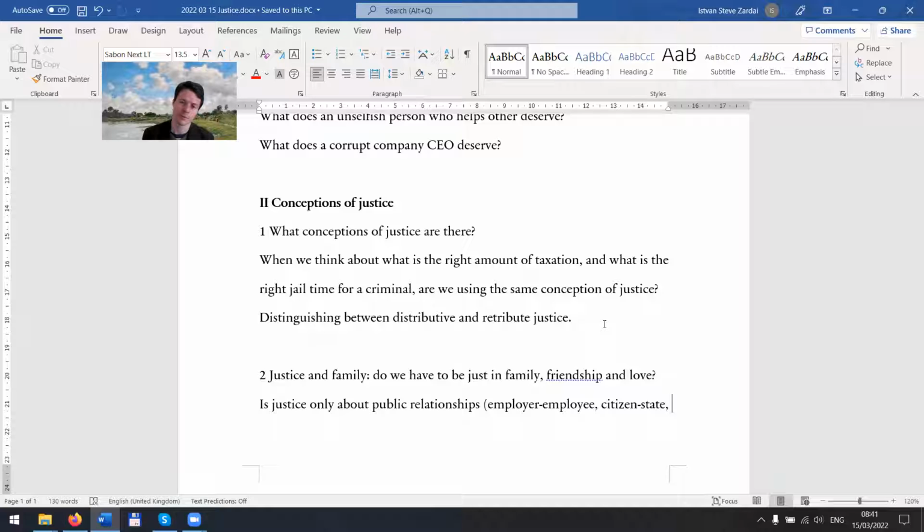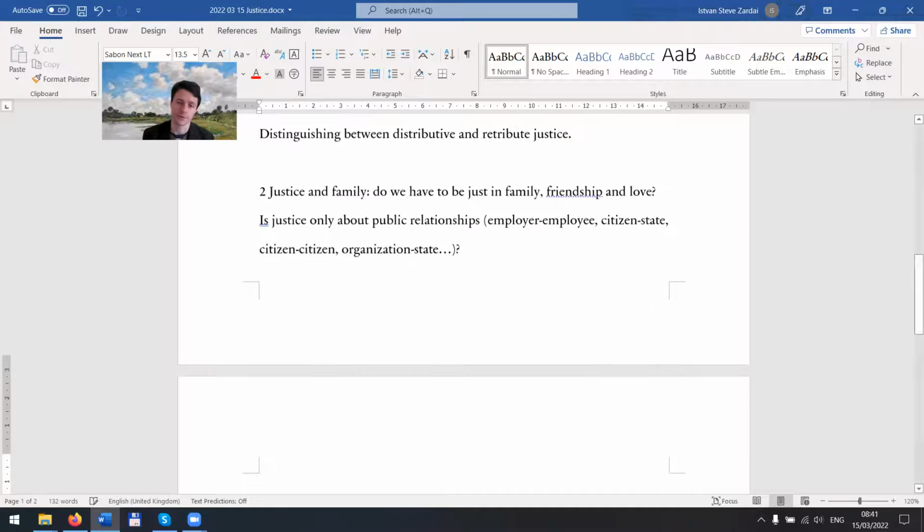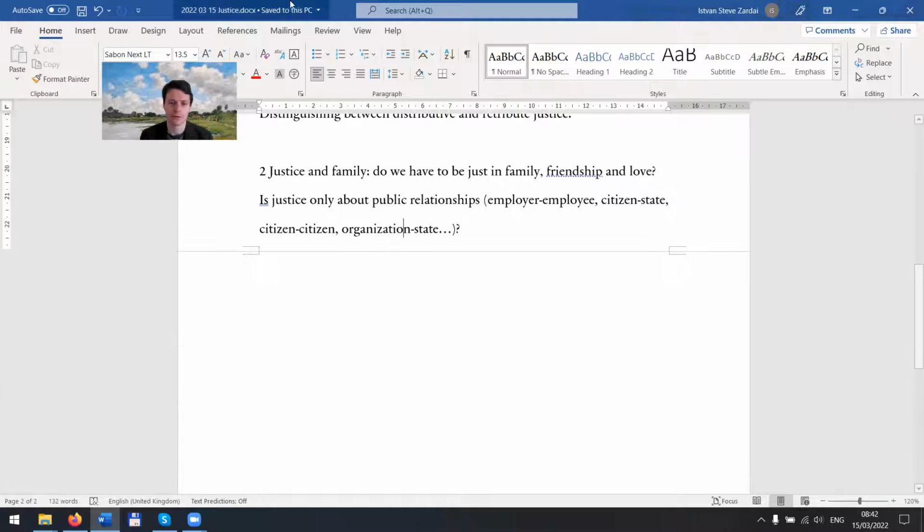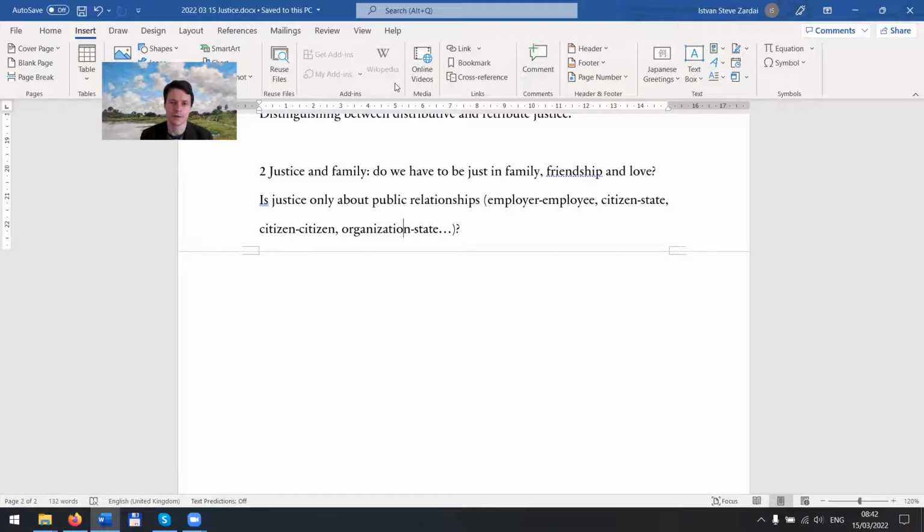What kind of public relationships are there? Citizen, organization, state, and so on. Or also about personal relationships, right? That's the question here. Should the two kinds of relationship be marked by the same kind of thing?